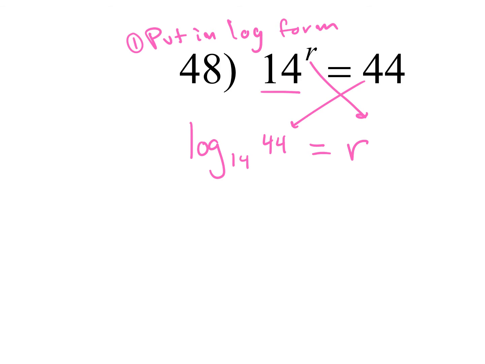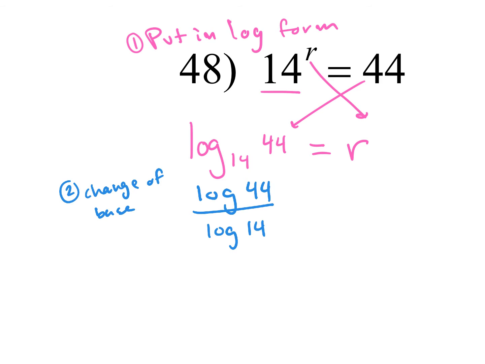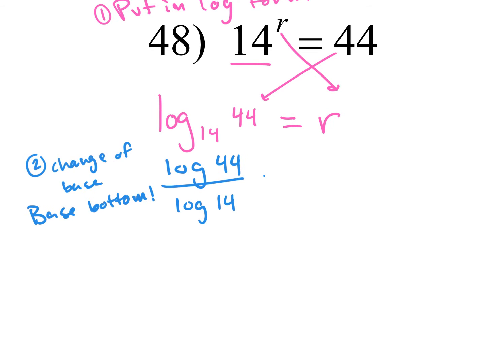Step 2 is to do the change of base. So we can put it in our calculator. So we would do log of 44 over log of 14. Remember, the base goes on the bottom. And then we would just put this into our calculator, and that's our answer. So log of 44 divided by log of 14. So we should get r is equal to 1.433.